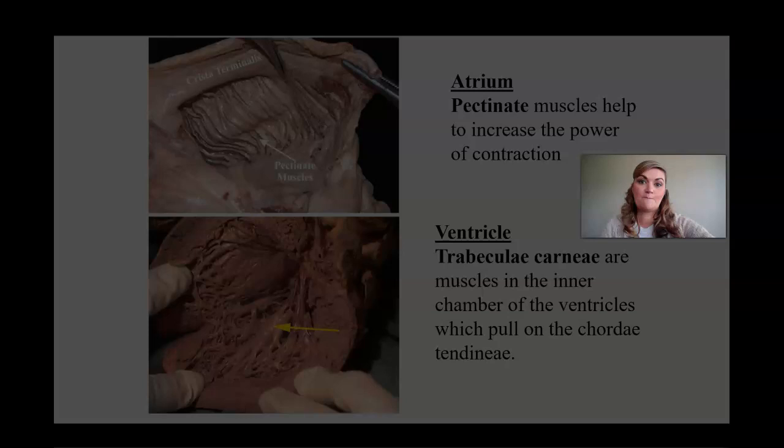Okay, here looking at this picture, you're going to see what it looks like if you were to do a heart dissection and go into the top part of the heart, which is going to be the atrium. This pectinate muscle that you see here is going to be smooth but rigid as well. This is going to help to increase the power of the contractions. The bottom picture is going to show you what it looks like if you were to cut into the ventricle during dissection. And in this, you're going to see all these notches and ridges, and that's referred to as the trabeculae carneae. These are going to be the muscles of that inner chamber of those ventricles, and this is going to help to pull on the chordae tendineae.